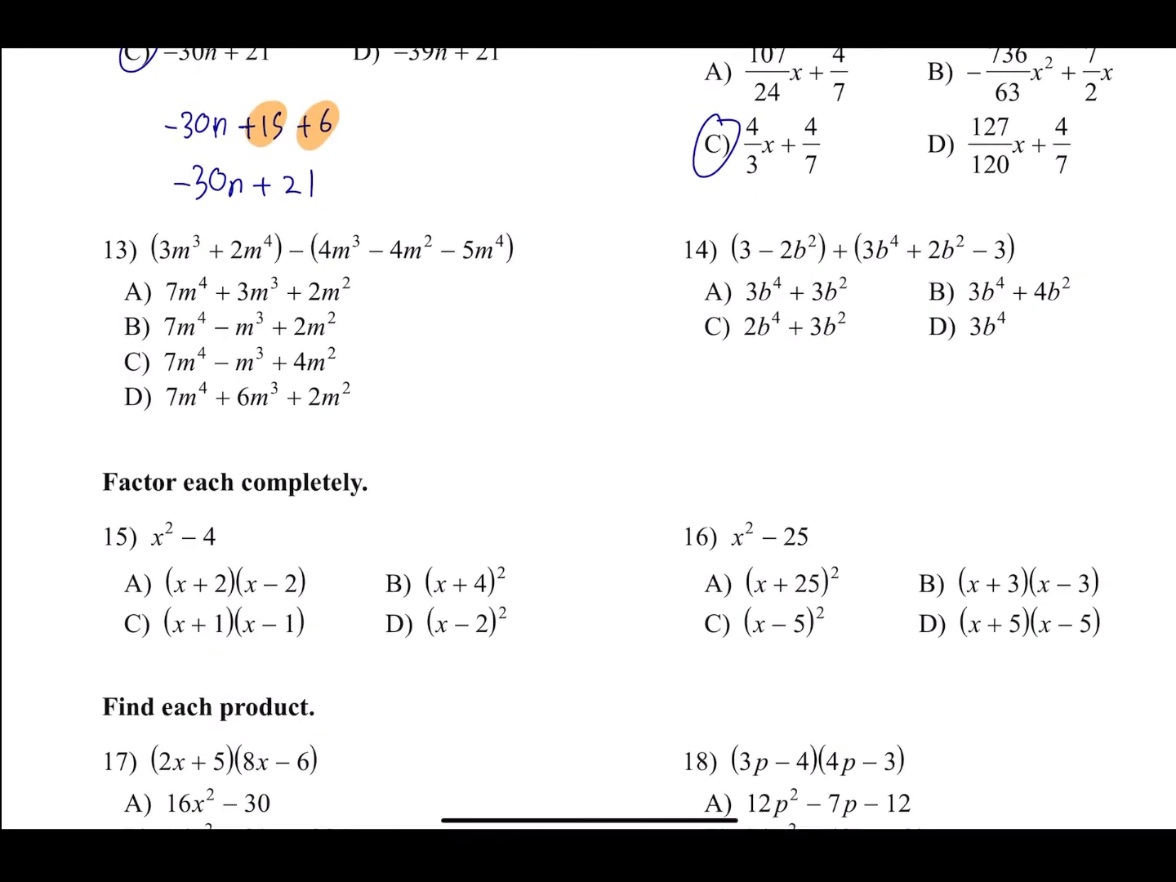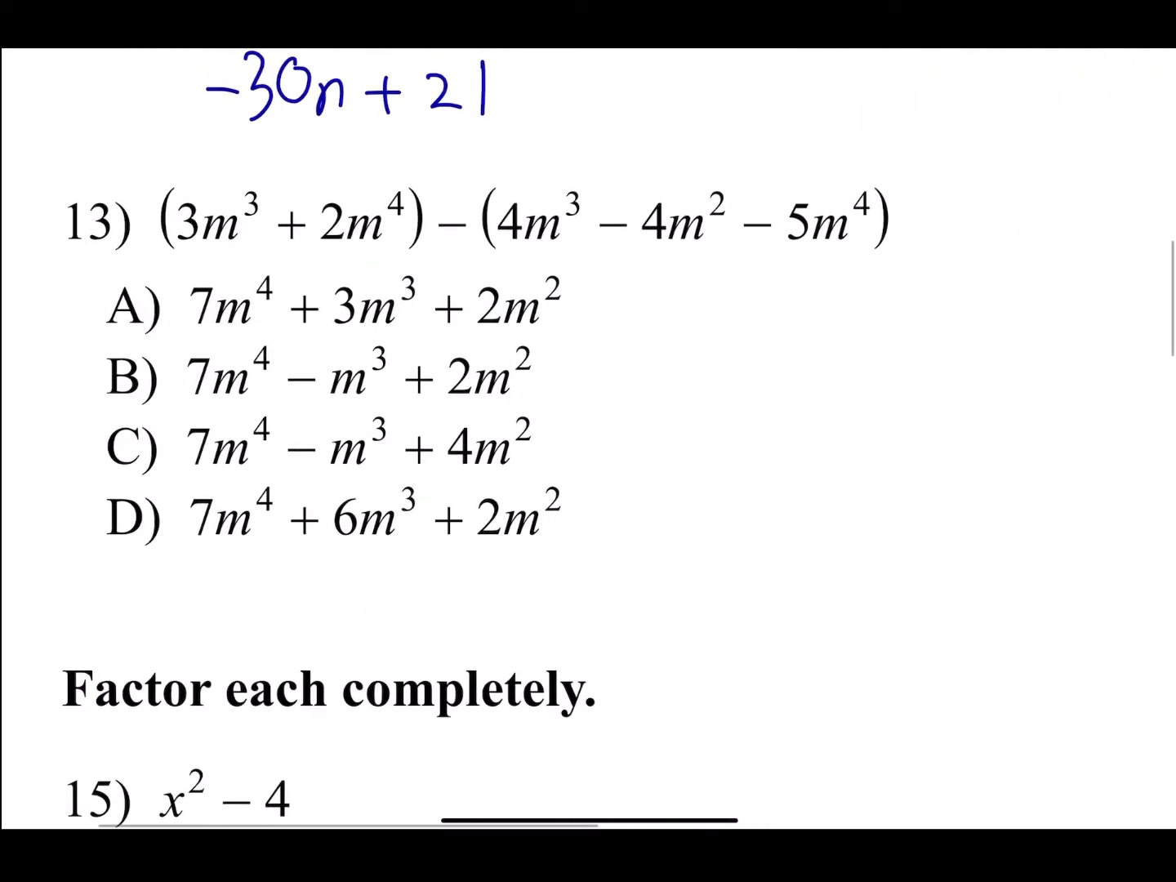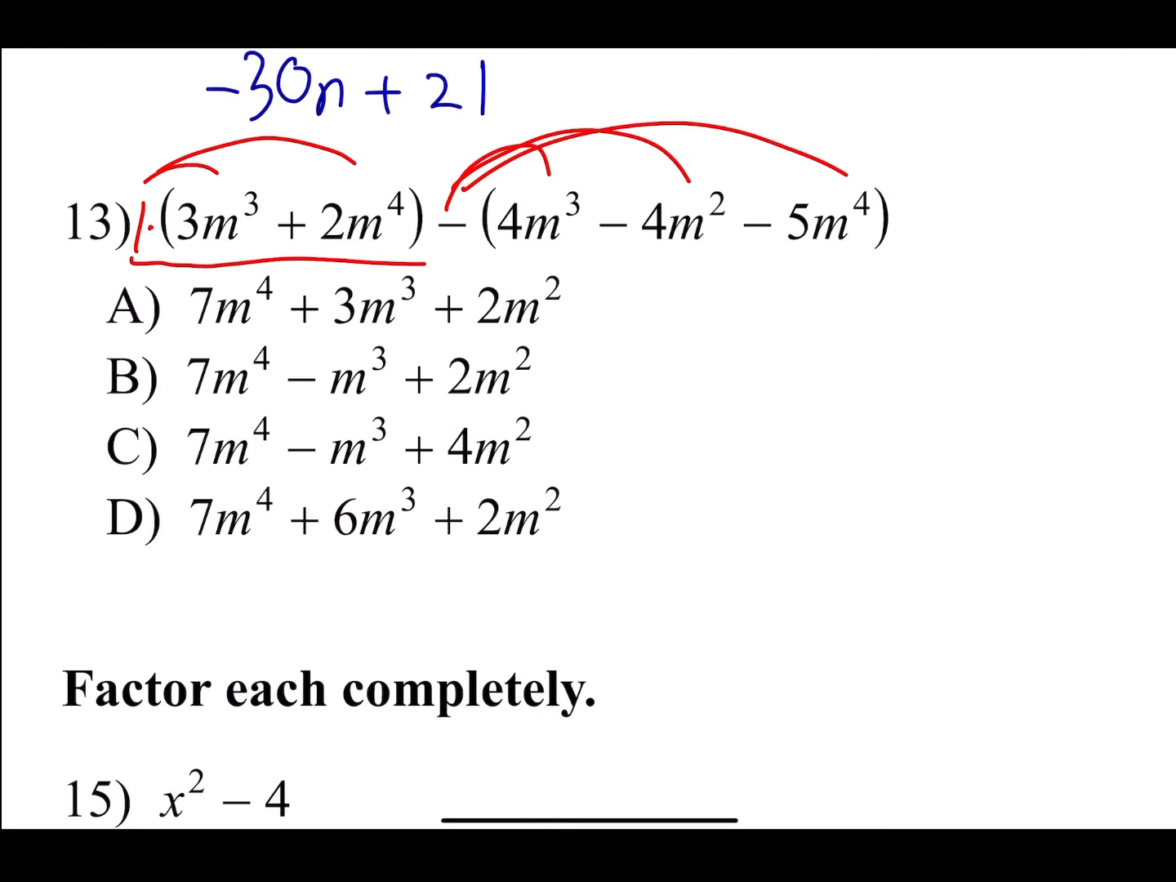Okay, 13 and 14 are just recognizing when you need to distribute something. When does it matter to distribute this negative to the parentheses? And why doesn't it matter to distribute the negative 1 to all of these? Well, 1 times 3m cubed is just 3m cubed. 1 times 2m to the 4th is just 2m to the 4th. So the 1 doesn't matter. You need to recognize that in this first set of parentheses, the parentheses mean nothing, and they don't need to be there. Nothing is being multiplied because it's just 1 out front.